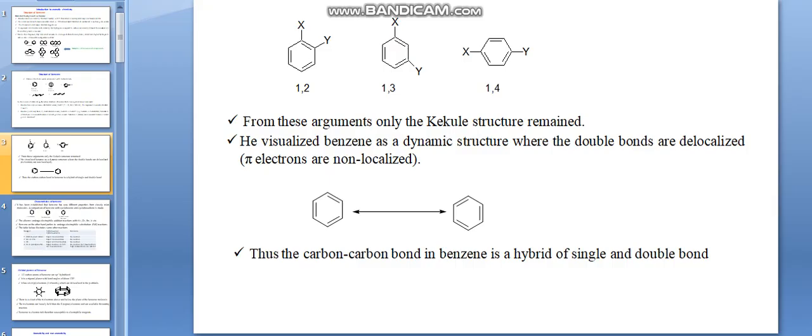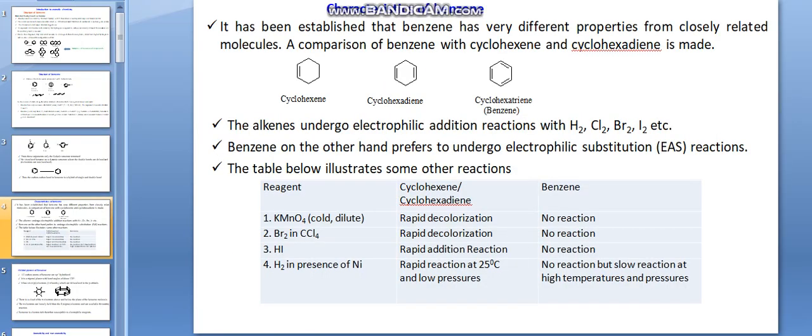This person who gave a good structure also visualized that benzene has a dynamic structure where the double bonds are delocalized. That means the pi electrons are delocalized inside the ring. Therefore, the carbon-carbon bond in benzene is a hybrid of a single and a double bond. Let us see the characteristics of this benzene shortly before we end our lesson.